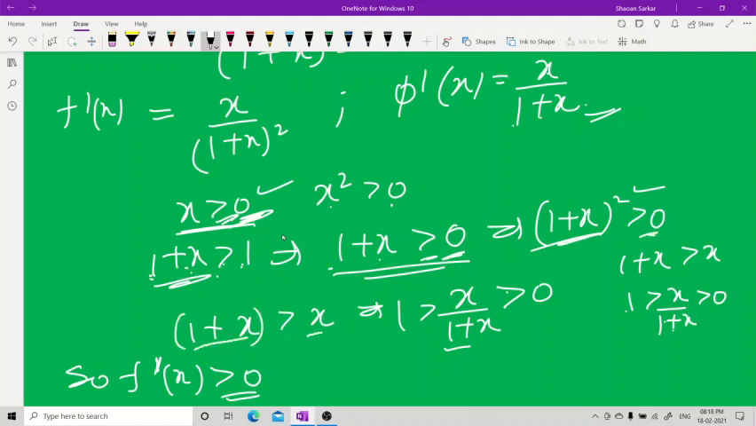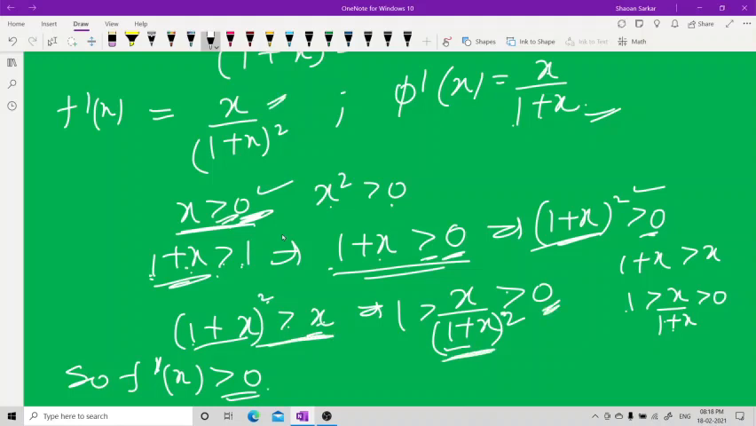1 plus x whole square, you take this one. So 1 plus x whole square will be greater than x. Common sense. You take any value, 2. You take 1 plus 2 whole square. 1 plus 2 is 3. 3 whole square is greater than 2, see, you take x equal to 2. So 1 plus 2 whole square is greater than 2, because this is 3 square and this is 2, this is 9 greater than 2, and obviously this quantity is obvious. So therefore this condition, this is greater than 0.